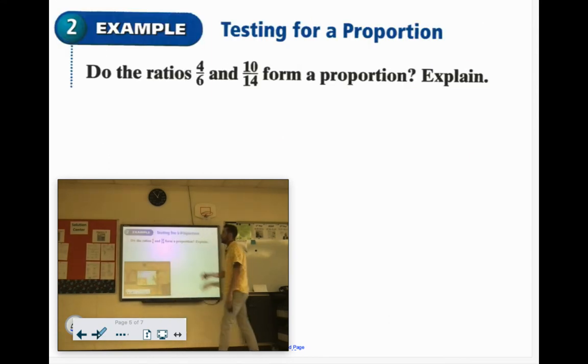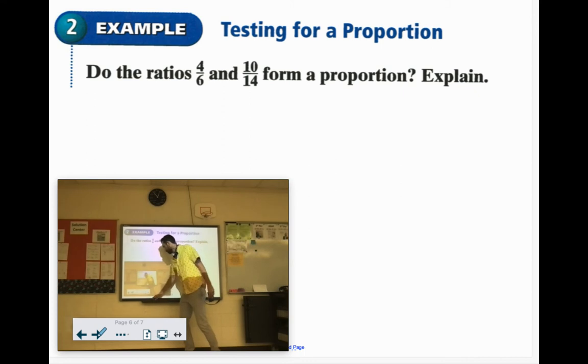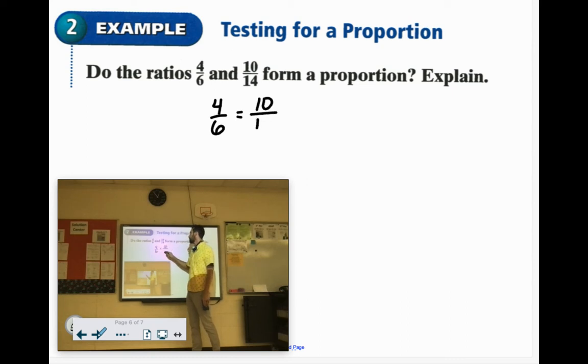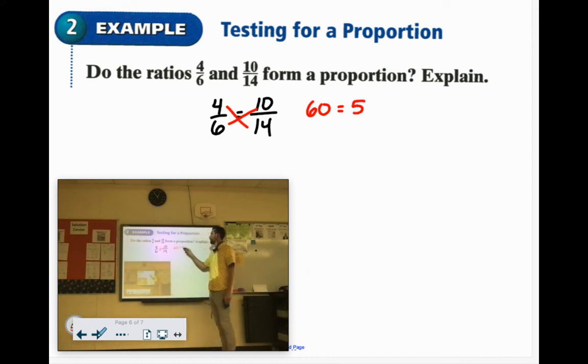Now, do the ratios 4/6 and 10/14 form a proportion? Explain. Well, we're going to set them equal to each other, and we'll see if the cross products are equal. Or you can simplify each side and see if they come out to the same fraction, but that's honestly more work. 6 times 10 is 60. 4 times 14 is 56. Does 60 equal 56? No.